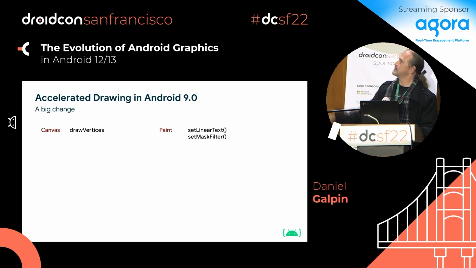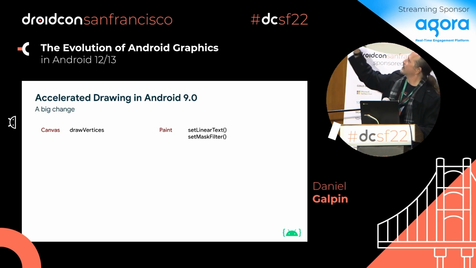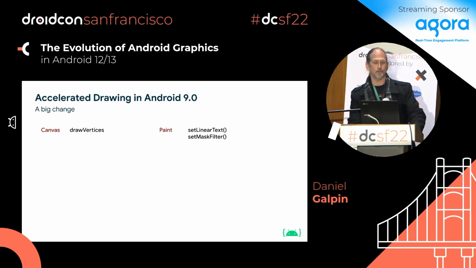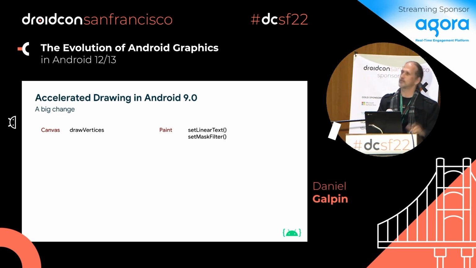And this is almost not fair because drawVertices should have worked in Android 9, but no one actually commented out the line that said don't use this. We did that in Android 10. And setLinearText and setMaskFilter also both kind of worked. setMaskFilter doesn't work with emboss masks and still doesn't today, so don't use those unless you want to go to a software layer.